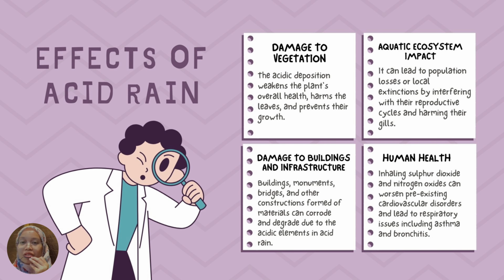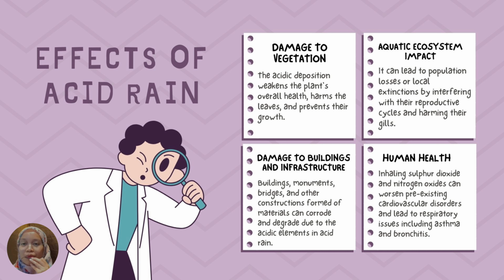Acid rain can harm vegetation including trees, crops and plants. The acid deposition weakens the plant's overall health, harms the leaves and prevents their growth. Second, aquatic ecosystem impact. Water bodies become more acidic when acid rain enters them, lowering the pH. Fish, amphibians and numerous invertebrates that live in aquatic environments may suffer as a result of this change in acidity. It can lead to population losses or local extinctions by interfering with their reproductive cycles and harming their gills.